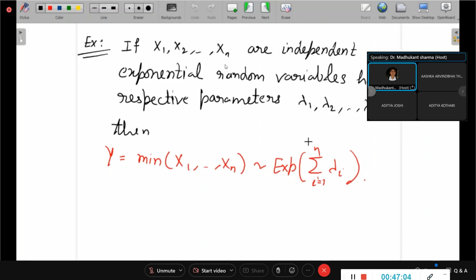So till that time, you will have an amount of time in hand to call for a stock of those components and so on. Now we define Y as the minimum of X1 to Xn, and its distribution is nothing but again an exponential distribution with parameter equal to the summation of the lambdas.